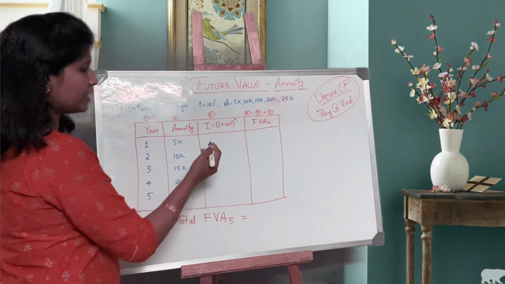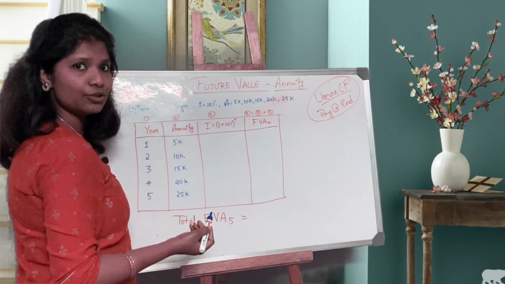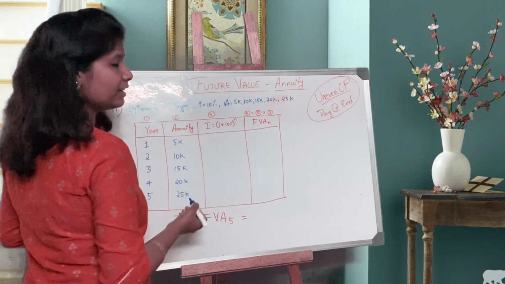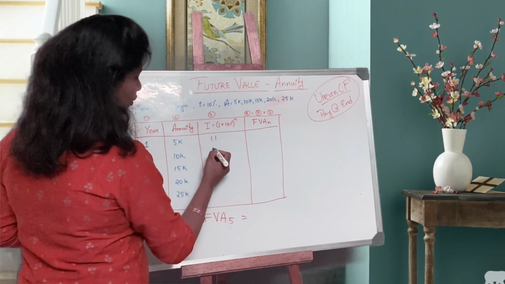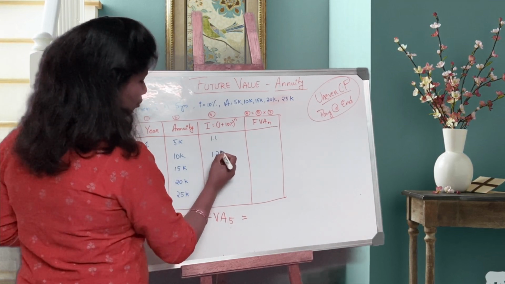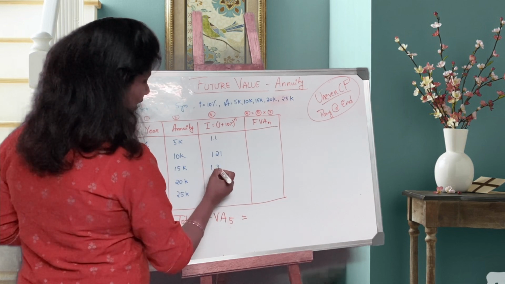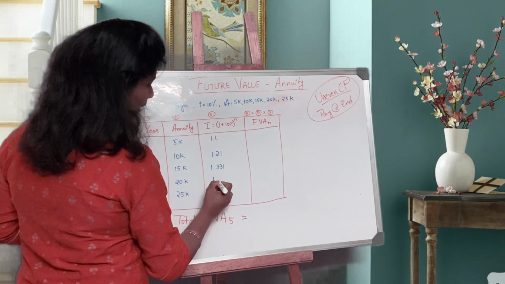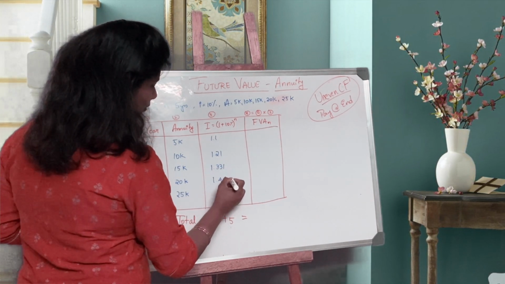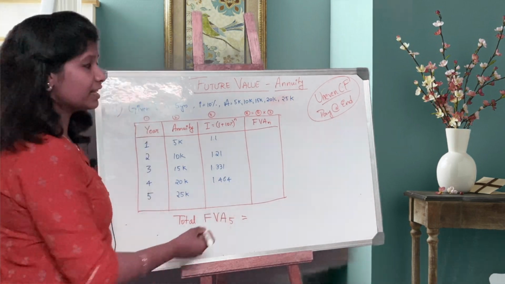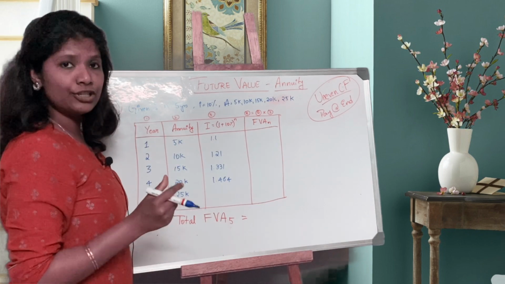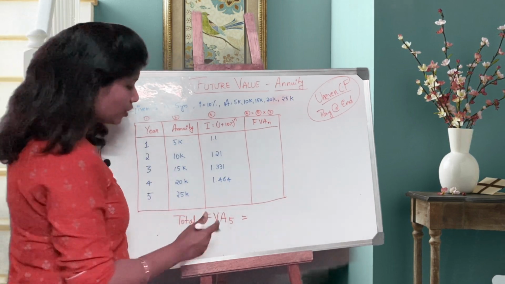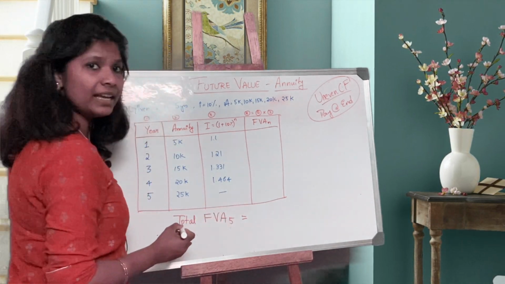So for interest rate, there is 1 plus i to the power of n. Here interest rate is 10%. To the power of 1 is 1.1, 1.21, 1.331, 1.464. Remember, since the payments are made at the end of the time period, for the last annuity I will not be receiving interest. So therefore your interest column is going to be nil.